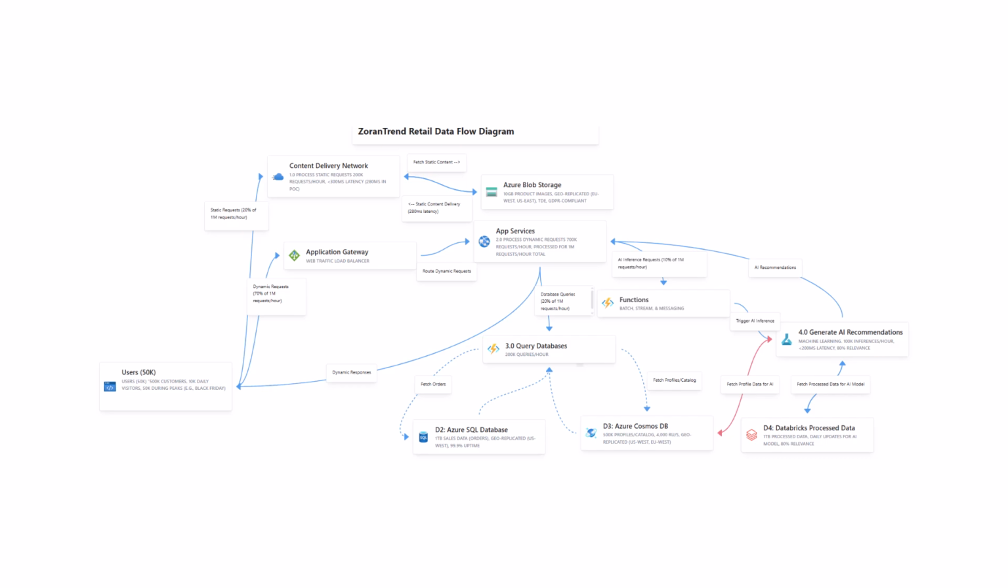$180,000 annually, with further optimization to $175,000 as we progress. This system, implemented by May 2025, positions Zoran Trend Retail for scalable growth, with plans to handle 1.2 million requests per hour by the end of this year.